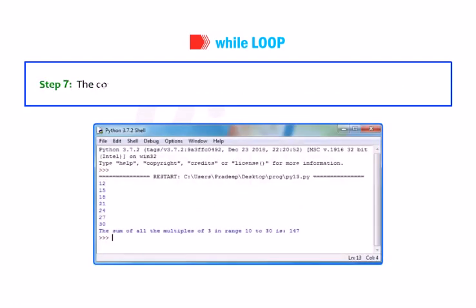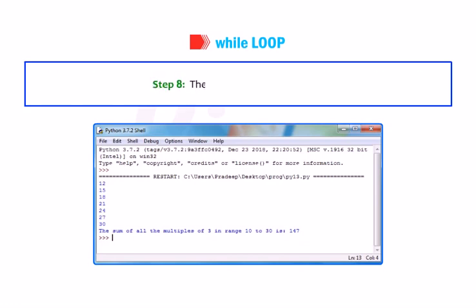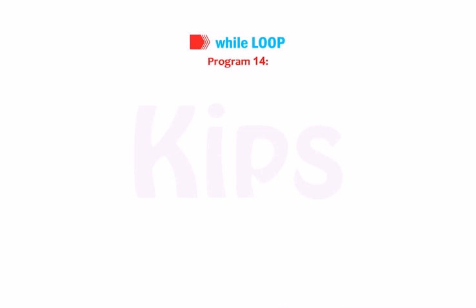Step 7. The control shifts back to the while loop. The while condition is checked again. If the condition is true, then steps 4, 5 and 6 are repeated. And if the condition is false, then the while loop terminates. Step 8. The final value of S is printed. Program 14. To print the table of a number.